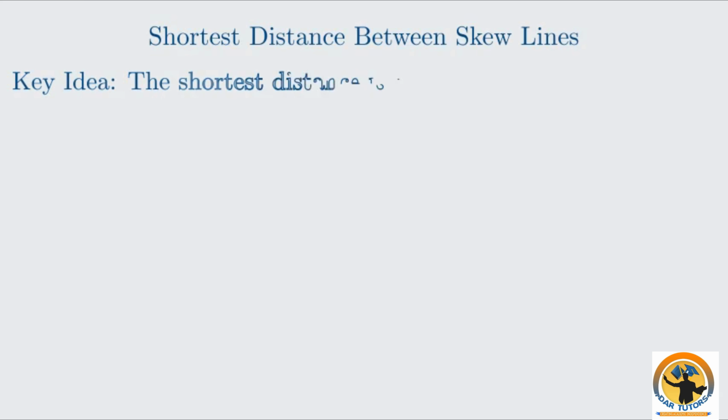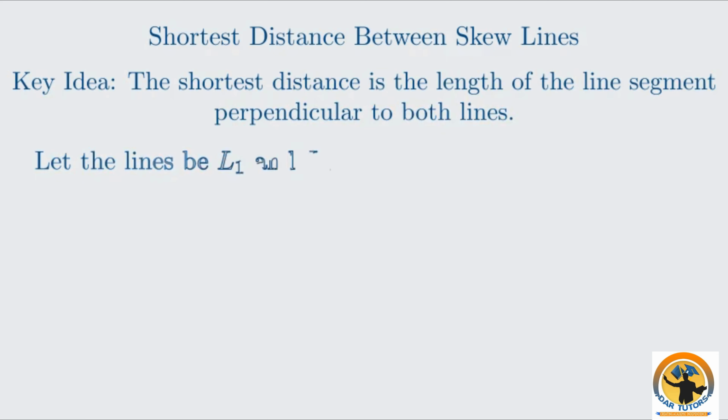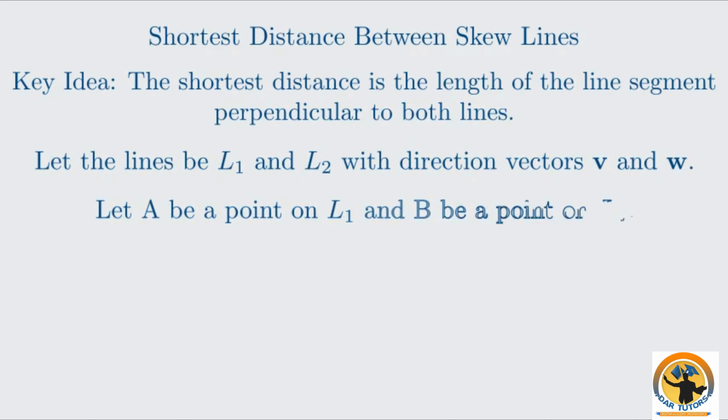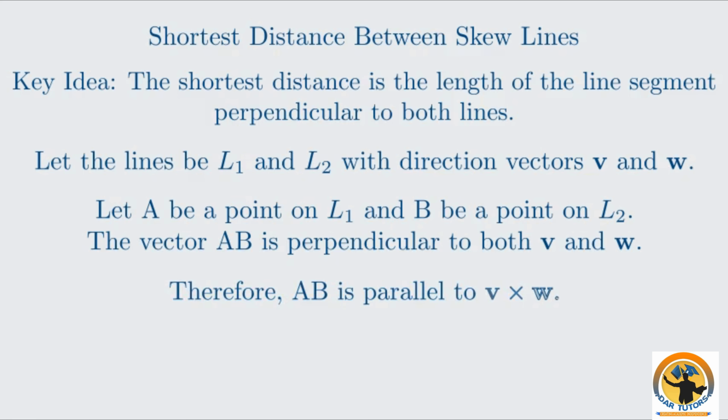This is a classic IBHL question. The key idea is that the shortest distance between two skew lines is the length of a line segment that is perpendicular to both of them. Let's call the direction vectors of our two lines v and w. The direction of this shortest distance vector, which we'll call AB, must be perpendicular to both v and w. The only vector that is perpendicular to two given vectors is their cross product. So the vector AB must be parallel to the cross product of v and w.